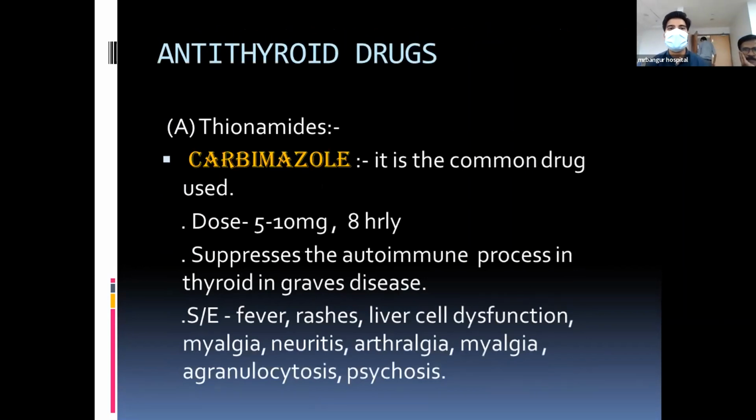Now coming to the various anti-thyroid drugs. First, carbimazole. It is the most common drug used. Dose is 5 to 10 milligram 8 hourly. It suppresses the autoimmune process in thyroid in Graves' disease. Various side effects of carbimazole include fever, rashes, liver cell dysfunction, myalgia, neuritis, psychosis.